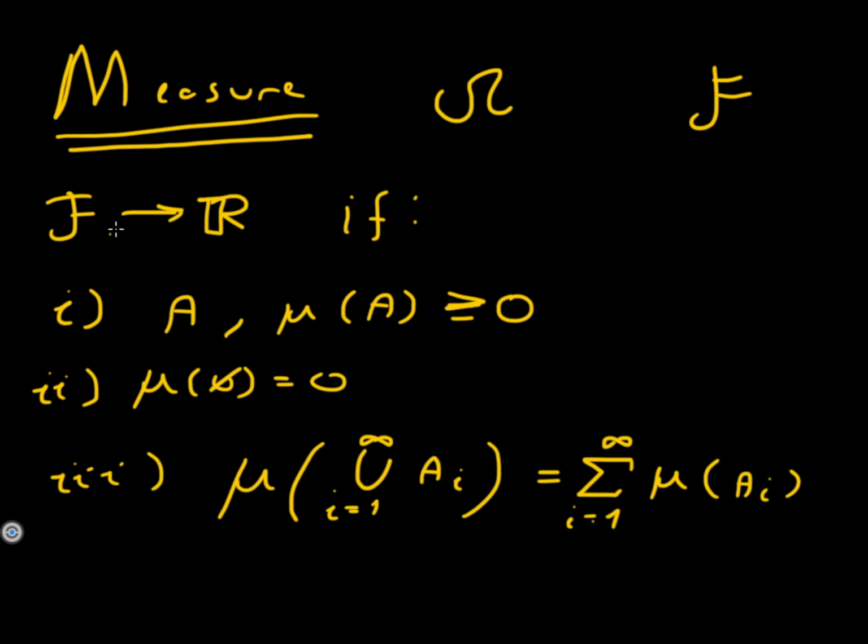A function which maps a subset from the sigma algebra to the real realm, at which the values given for each of the subsets are bigger or equal to 0. The empty set nets 0, and the measure of the union from 1 to infinity of the subsets is equal to the sum from 1 to infinity of the measure of the subsets. So those are the conditions to be a measure.